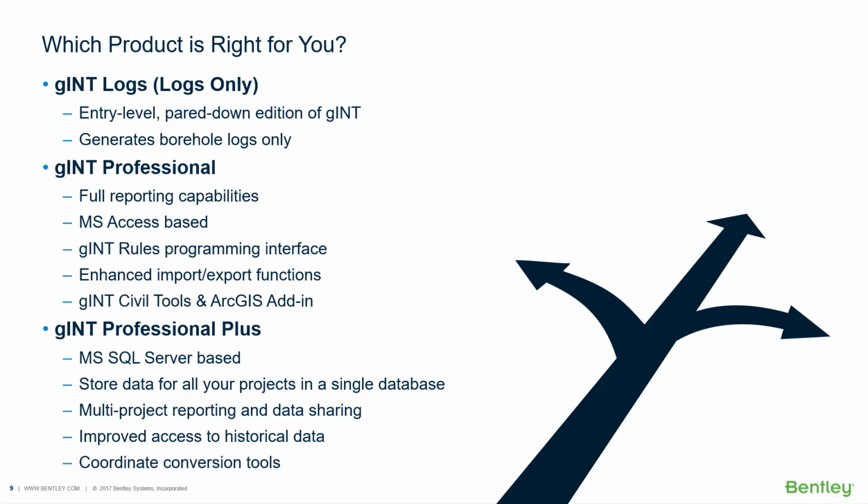At the same time, gINT Professional Plus is mostly for huge MNCs. For most of the mid-level companies, gINT Professional is mostly suited, and for huge organizations, gINT Professional Plus is suggested for the MS SQL servers. In gINT Professional we have the Microsoft Access database engine, but in gINT Professional Plus we have a SQL server based engine. So the data for all your projects is stored in a single database, but in case of gINT Professional, all the projects are stored in multiple databases. Multi-project reporting and data sharing, improved access to historical data, and also coordinate conversion tools are present in gINT Professional Plus. Other than that, all the benefits that you'd get in gINT Logs and Professional are present in gINT Professional Plus.